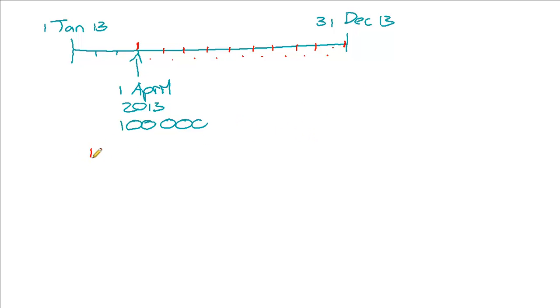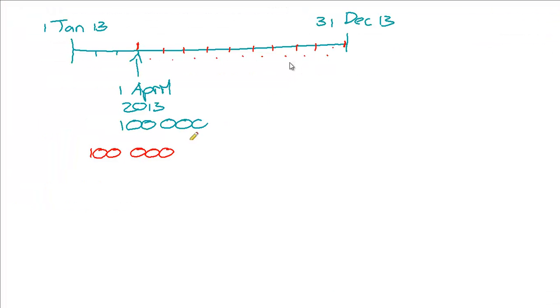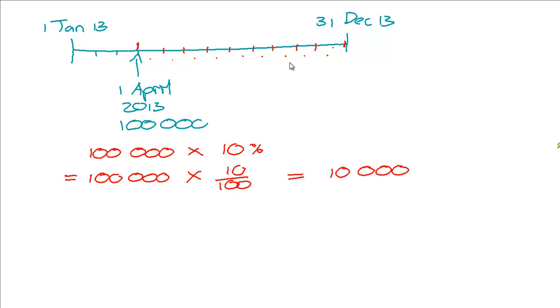So if we take 100,000 Rand and we multiply that by the interest rate, which is given at 10% per annum, that is equal to 100,000 multiplied by 10 over 100. That is going to give us 10,000. You can probably do that in your head. 10,000 Rand, which is the interest for how many months? This 10,000 Rand would be the interest for a full 12 months.